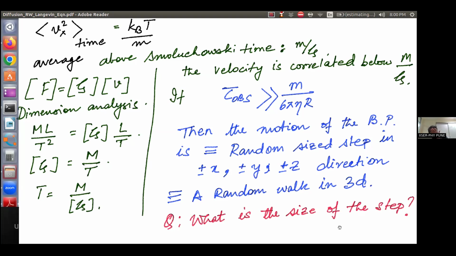And a question for you to ponder is: what is going to be the size of the step, if you want to map it from a random walk to this random motion of a Brownian particle? A Brownian particle moves around in different, random, uncorrelated directions, with different amplitudes, because that depends upon the kick, the random force that it is getting. How will you map this?